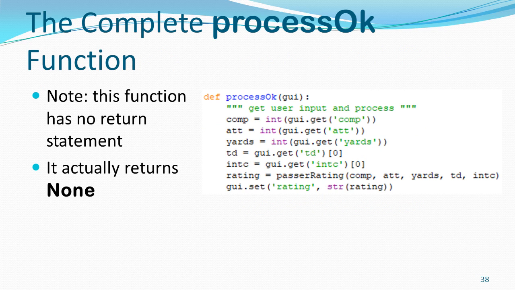So here is our complete function, and this function has no return, because really what it's doing is setting a value into the widget as its final action. There's no need for it to return anything. If you were to look at this function and assign it a value, though, you would see that it actually returns the None object. That can be a problem if you're not careful. So when we call process OK, you're going to see we don't assign it to anything.